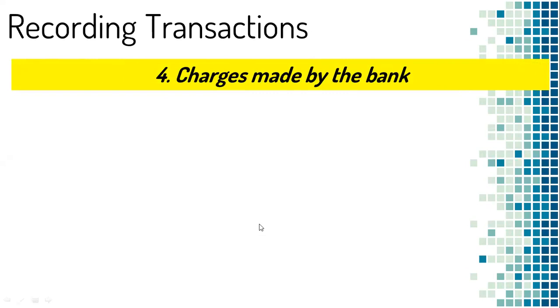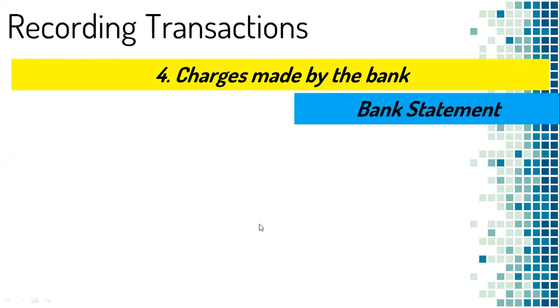Charges made by the bank. Today, do you know it is initially recorded in the bank statement? So far, the other three things we have discussed now: cash deposits, check deposits, and checks issued. Do you know they are initially recorded by the business, but charges are initially recorded by the bank.